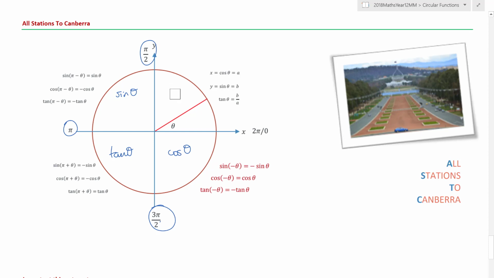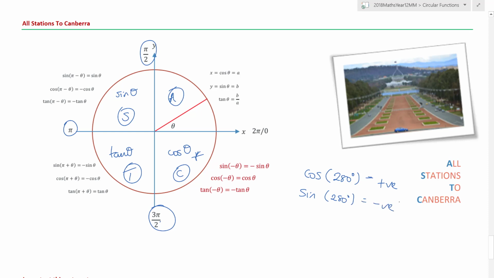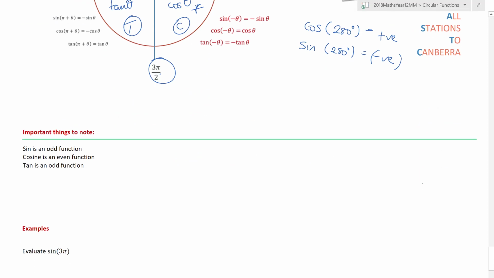And hold on, if I change this to all stations to Canberra, that actually helps us work out for all of my angles whether they're going to be positive or negative in each of those quadrants. So I now know that in this quadrant here, if I find the cos of, let's say, 280 degrees, my answer is going to be a positive value. I don't know what the value is, I'd have to use my calculator or other methods. But if I wanted to work out the sine of 280 degrees, I would know that my value would work out being negative because it's in that quadrant. Right, important things to note.